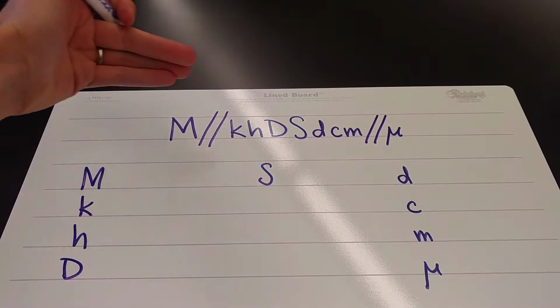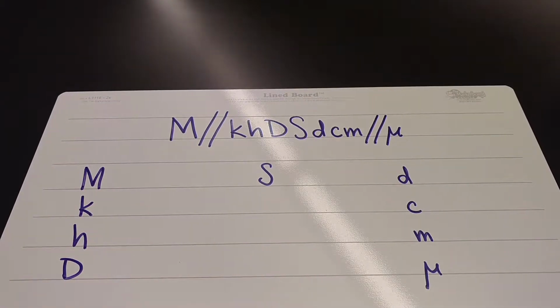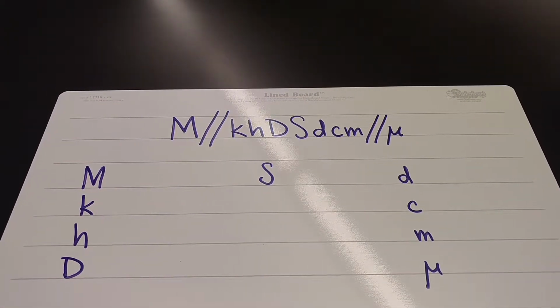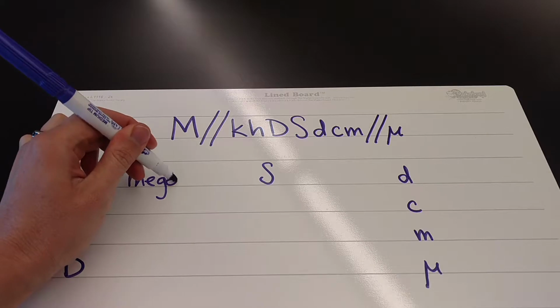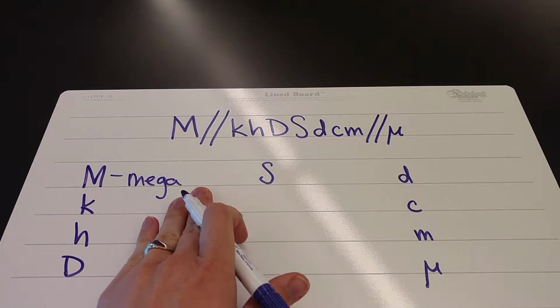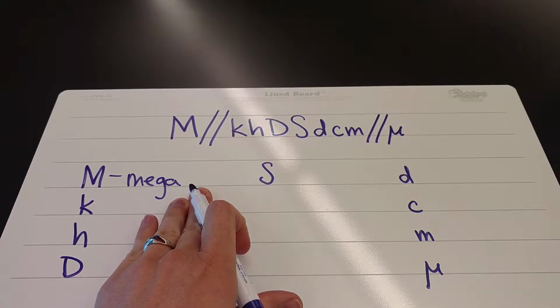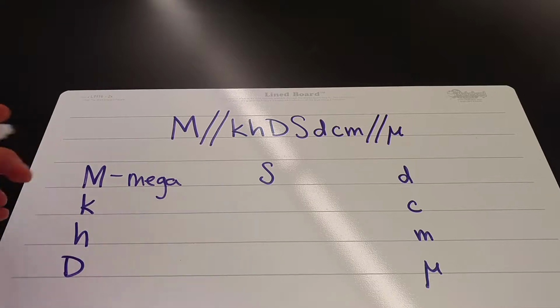So we have this line of letters and slashes, and each one of these letters represents a prefix in the metric system. Those prefixes are the first part of a word. So capital M represents mega, but mega by itself doesn't mean anything. You have to put another word after this for it to have meaning. Megameter, megagram, megaliter. So this is just the prefix.